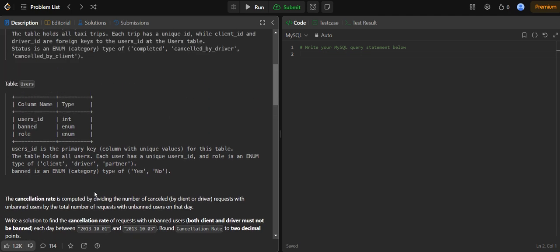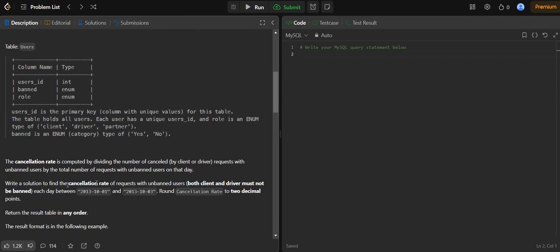Okay. That means if the client is banned, I will not consider the request. If the driver is banned, I will not consider the request. If both are banned, then also I will not consider the request.